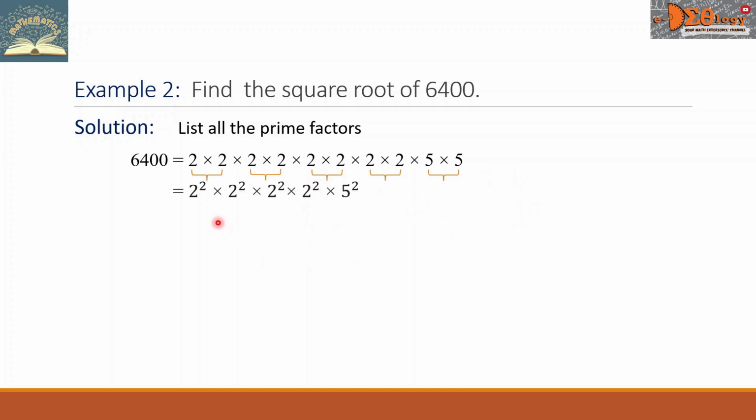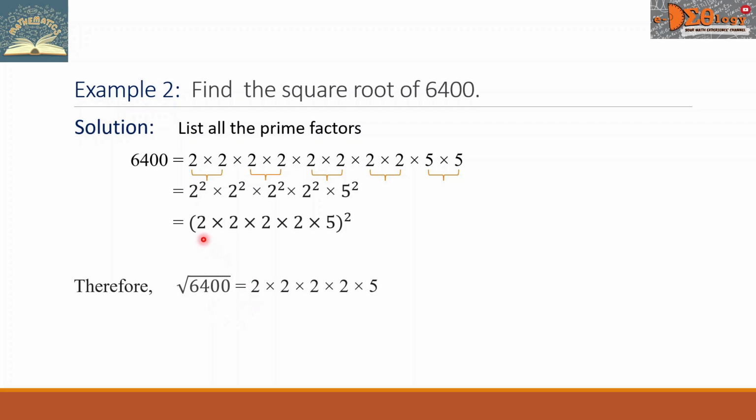Then we can simplify this into 2 square times 2 square times 2 square times 2 square times 5 square. We can simplify further the exponent like this: the square of the quantity 2 times 2 times 2 times 2 times 5. Then we can now show that the square root of 6,400 equals the base 2 times 2 times 2 times 2 times 5. And the final product is 80.